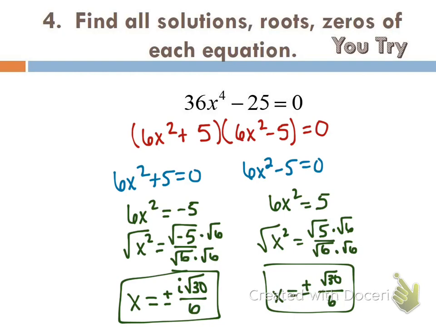I solved the left factor first by subtracting 5 and dividing by 6. We took the square root of both sides and had to rationalize the denominator to get plus or minus i radical 30 over 6. Then I solved the right factor by adding 5 and dividing by 6. When I take the square root of both sides, I had to rationalize to get plus or minus radical 30 over 6.